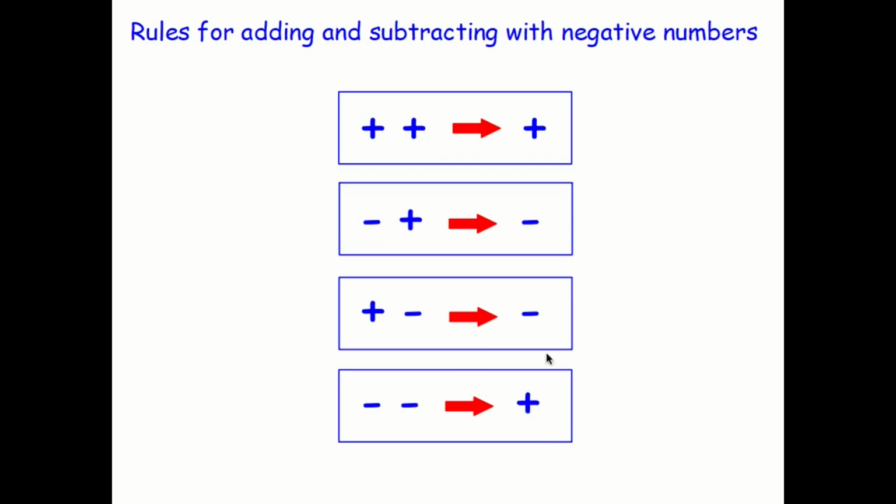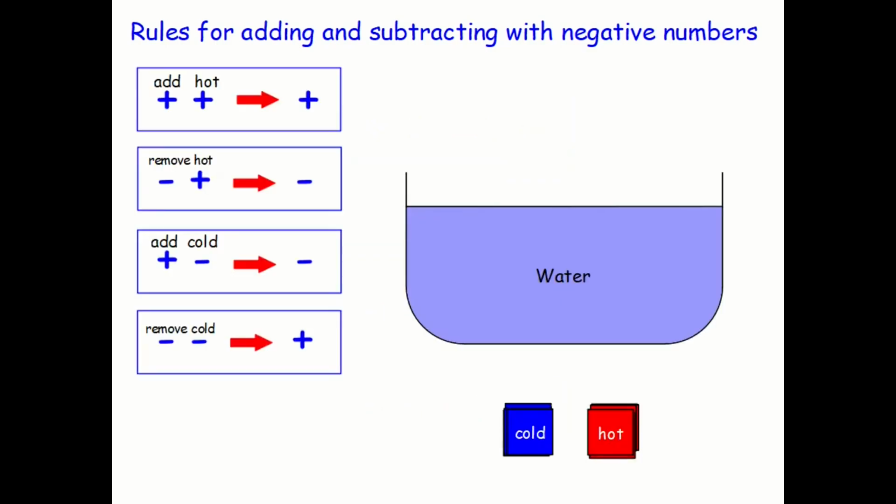Now you might think, well, why do they become these signs? For example, why do two minuses make a plus? Well, here's a little example to try and help you to understand why that might be the case. Let's suppose we have a bucket of water, like you can see here. If I've got two pluses, why do they become a plus? Well, let's have a think about it.